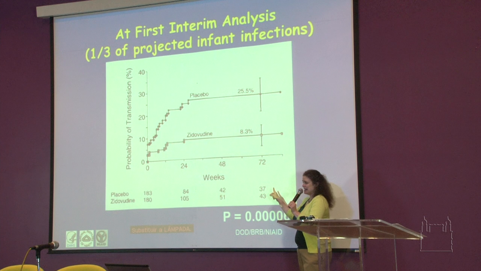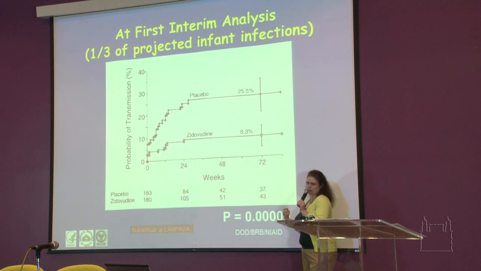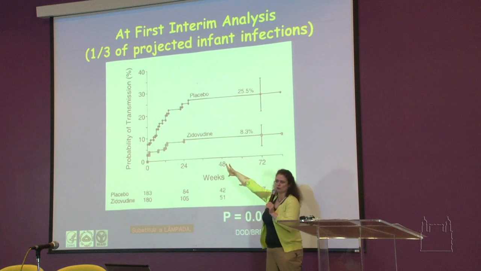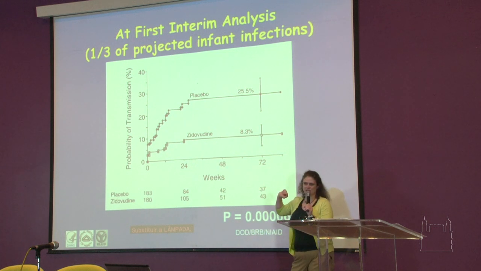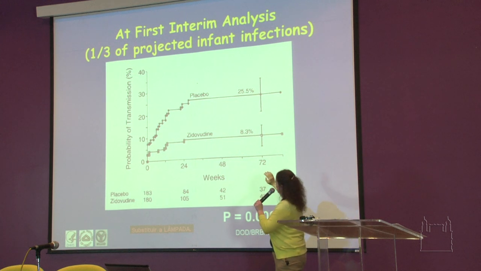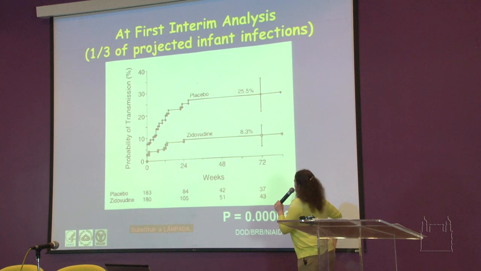It's based on data, that absolute data, from 37 babies in a placebo arm and 43 babies in the zidovudine arm that I'm still collecting data on at this point. However, all the data from all the other babies get used as long as I can get their data. And we'll talk more about that during this morning. So this is what we see.